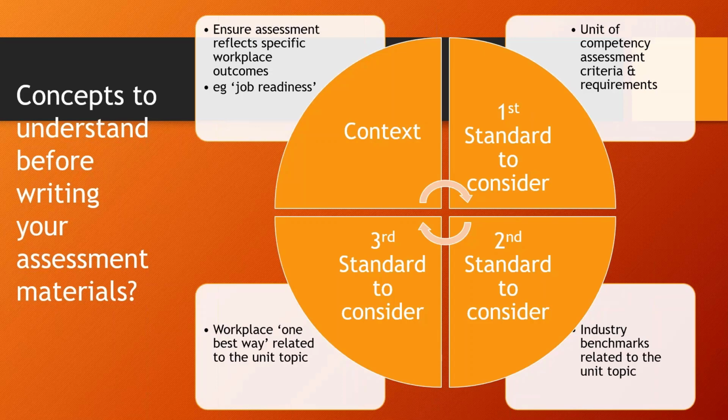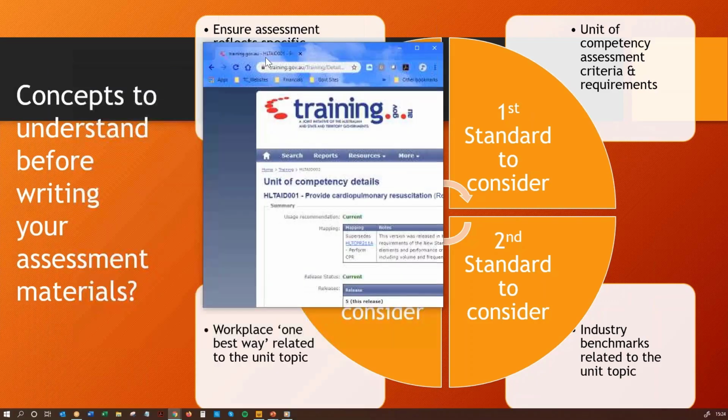If we look at that as an example on training.gov, I'll just flip over to a unit of competency. So I think on the screen now you can see the HLTAID001, which is Provide CPR. So if we have a look at those three concepts within this unit, let's just scroll down to the sections that relate to standards.